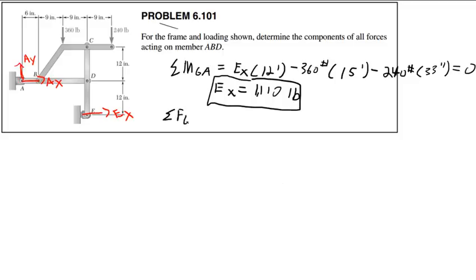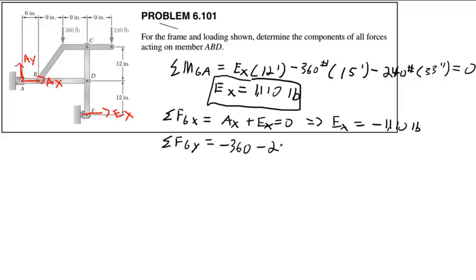Sum of forces global in the x direction, I'm going to have AX plus EX equals zero, and that leads us to AX equals negative 1,110 pounds. Then the sum of forces global in the Y direction is going to give us negative 360 minus 240 plus AY equals zero. And from this, we can conclude, let me just box my reactions, AY equals 600 pounds.